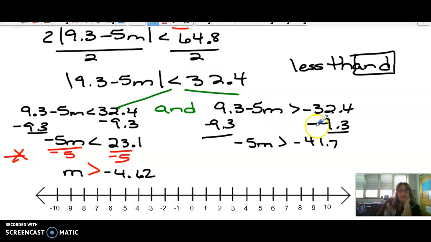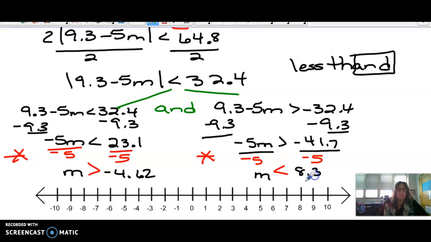All right, so subtract negative 9.3 from both sides. You get negative 41.7. So here again, we have to make sure that we remember we're dividing by a negative. And if we're dividing by a negative, then we have to flip our inequality sign around. And we end up with m is less than positive 8.34.